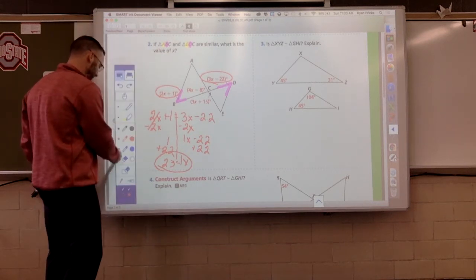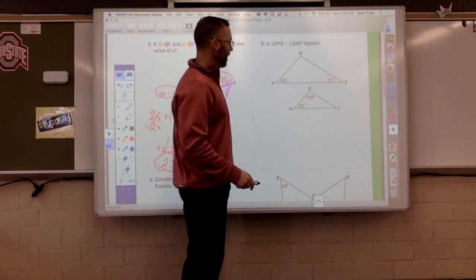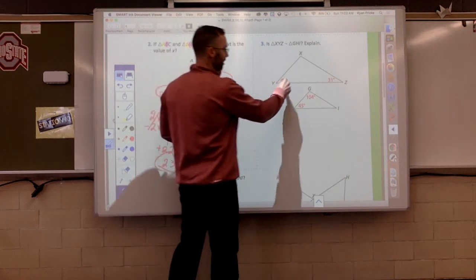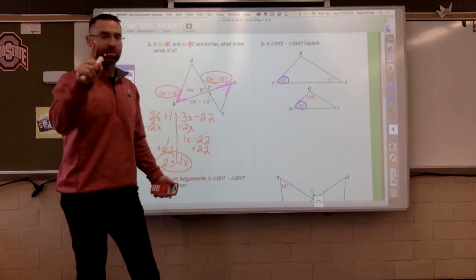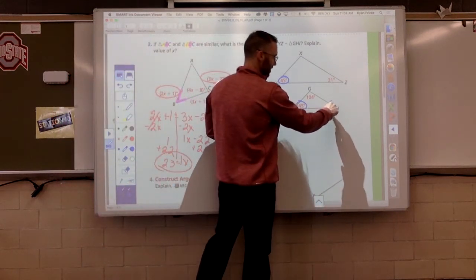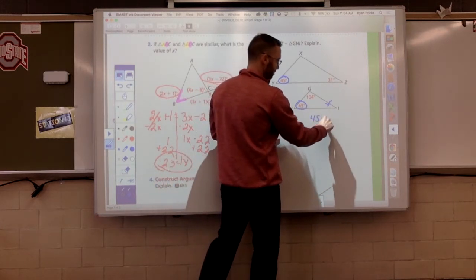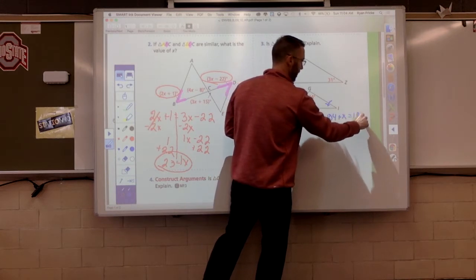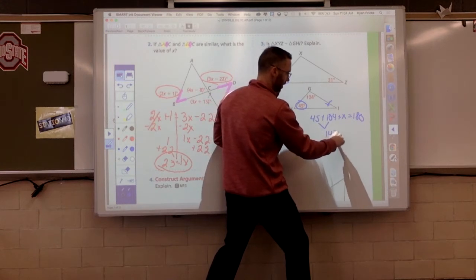Next up, are these two triangles, XYZ and GHI, similar? Explain. Well, first off, visually, we can see that angle Y and angle H are the same. So there's one pair. Now I've got to find a second pair. Let's find this angle right here. To find this angle, 45 plus 104 plus this missing angle is equal to 180. Add those two together. This is 149.